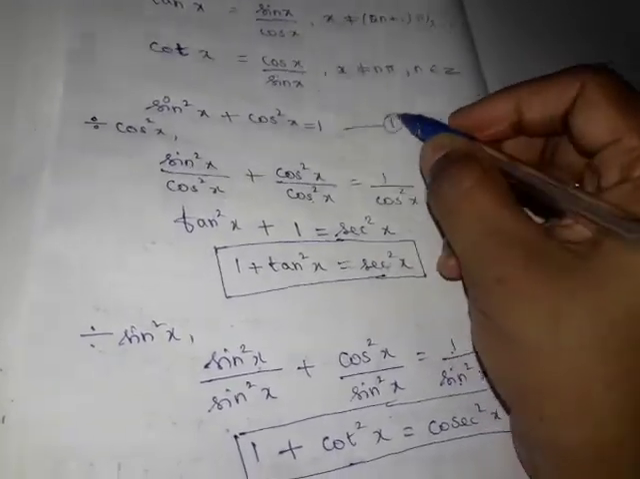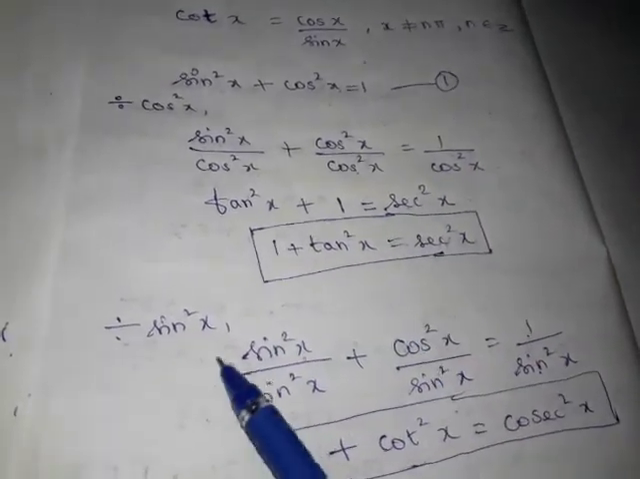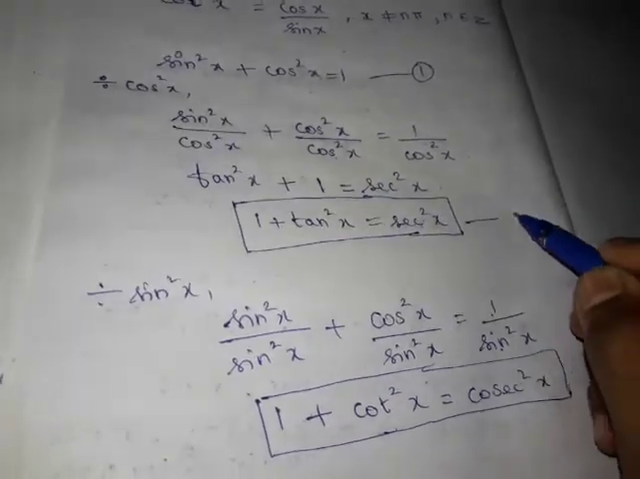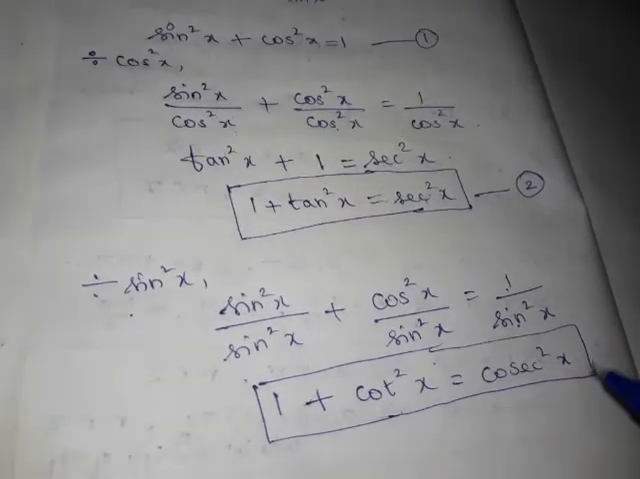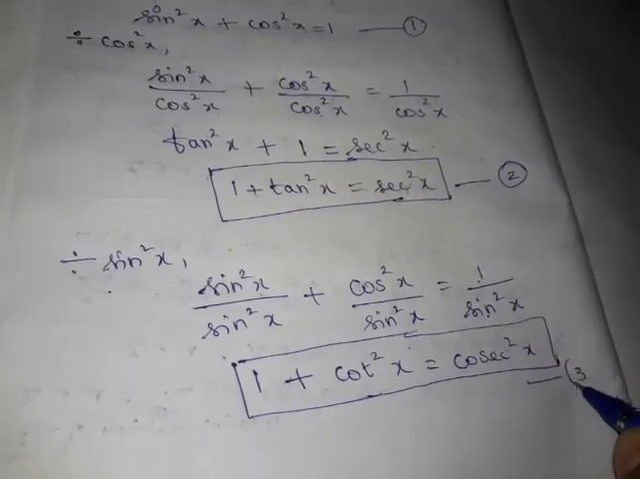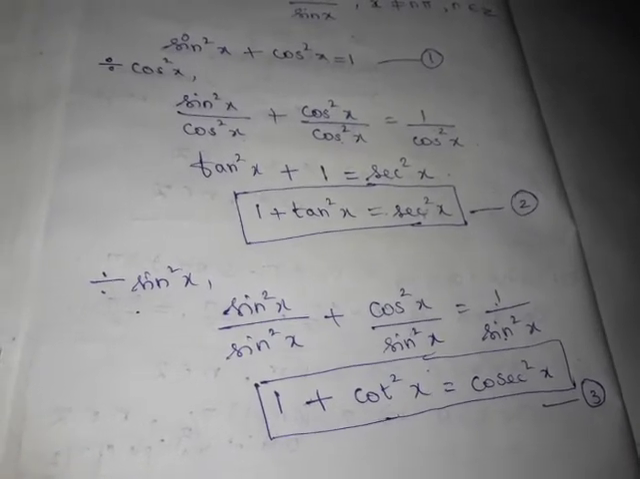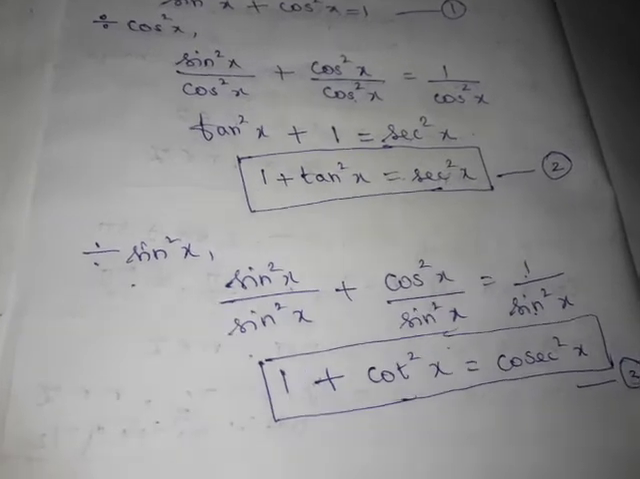This is your first identity. We divided by cos square x, we got our second identity 1 plus tan square x equals secant square x, and when we divide throughout by sin square x, we got our third identity 1 plus cot square x equals cosec square x. These are the three basic identities, right?